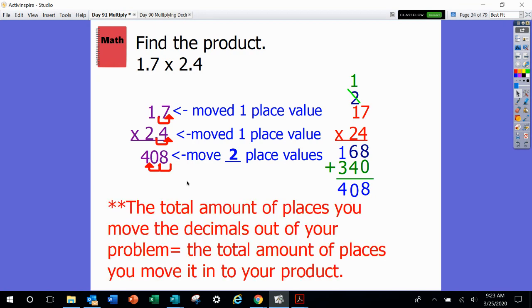The total amount of places you move the decimal out of your problem equals the total amount you move it back into your problem. You can also think of it as how many numbers are behind the decimal total. That's how many total should be behind it in my answer. Okay?